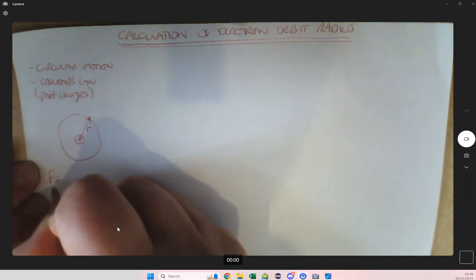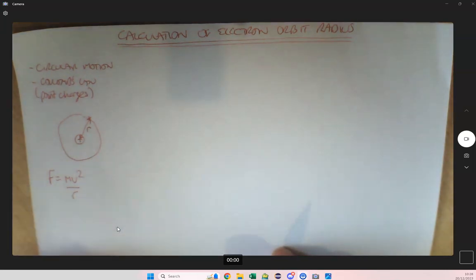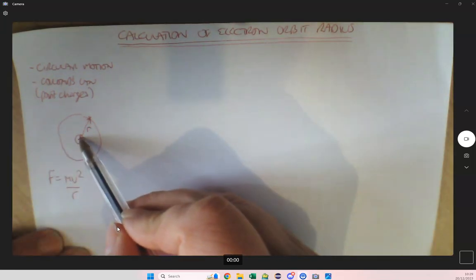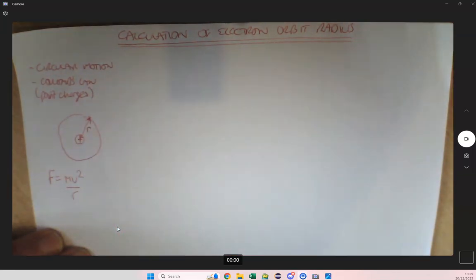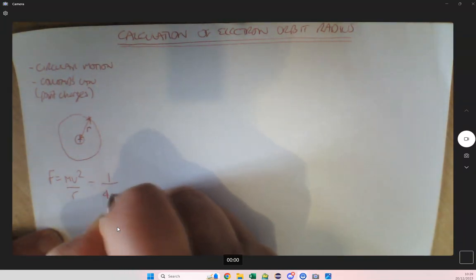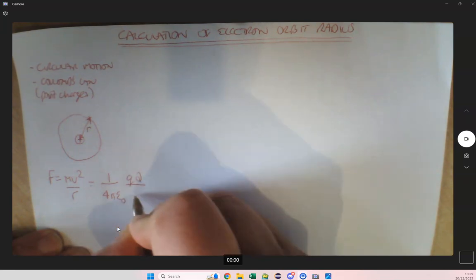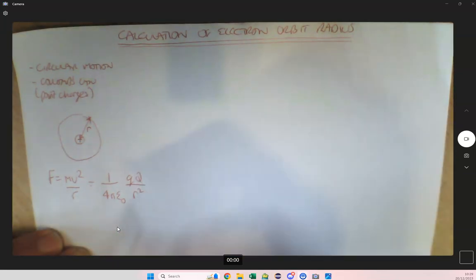Now, from circular motion, we know that F must be equal to mv squared upon r. But we also know that that force must be provided by Coulomb's law, the force of attraction between the positive nucleus and the negative electron. So that must be equal to 1 upon 4 pi epsilon naught Qq upon r squared.